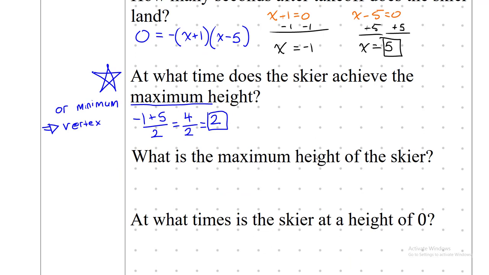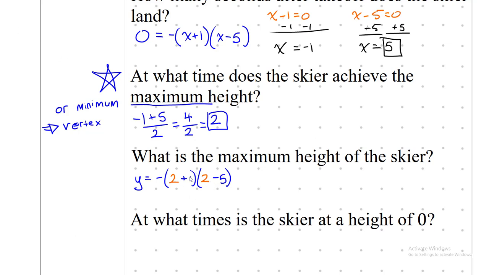What is the maximum height of the skier? Well, I'm plugging this 2 into our equation up here. So what is our equation going to look like then? It's going to be our y value is equal to negative, and then I'm plugging in here negative, and then in parentheses 2. And I still have the plus 1 times the quantity of, okay, I'm plugging in 2 again, so 2 gets plugged in, minus 5. And then I'm going to solve. Again, I'm just plugging in the time that I have the maximum to figure out what the maximum is.